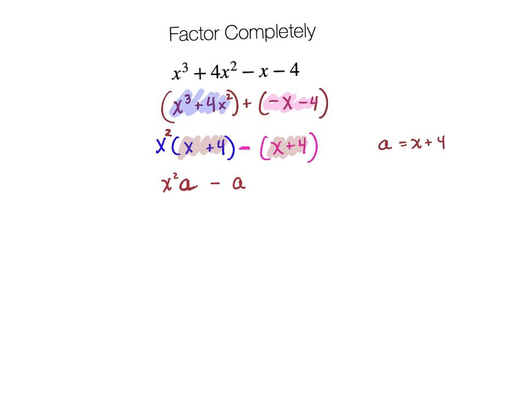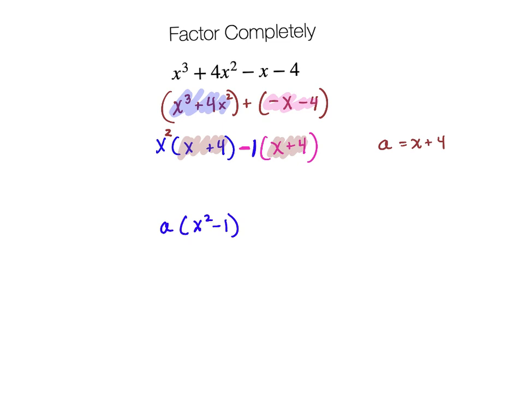But you do have to remember that in front of this a is a 1. So when you GCF this and you pull the a out, the common factor, what you're left with is x squared minus 1.